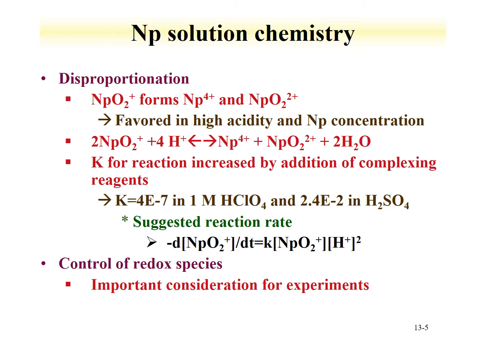In solution, neptunium can undergo disproportionation. For example, neptunium-5 can form neptunium-4 and neptunium-6 in solution. The equation here shows the reaction that occurs where neptunium-5 with acid can go to neptunium-4 and neptunium-6. So this disproportionation is favored in high acidity and high neptunium concentrations. If you wanted to limit disproportionation in a solution, you would limit both the neptunium concentration of the pentavalent oxidation state and the acidity.